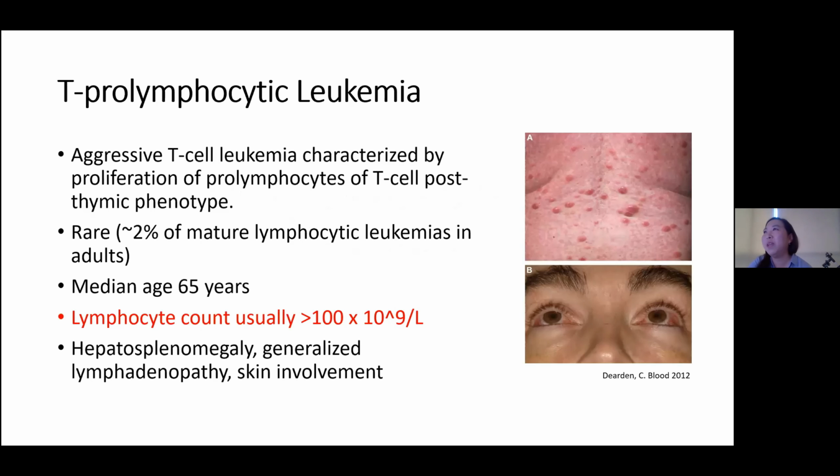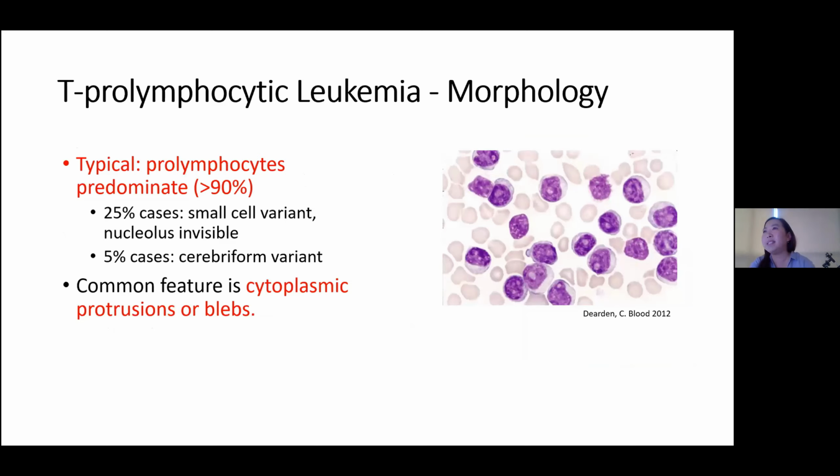So T prolymphocytic leukemia is a very aggressive T cell leukemia. That happens in about 2% of mature lymphocytic leukemias in adults, and is characterized by a very high lymphocyte count, usually more than 100. And the patient often has this diffuse skin rash, infiltration, and you see this edema or fluid collection around the orbits.